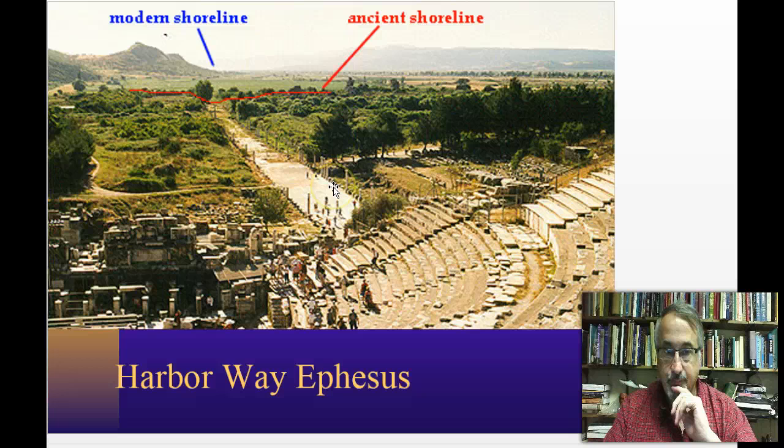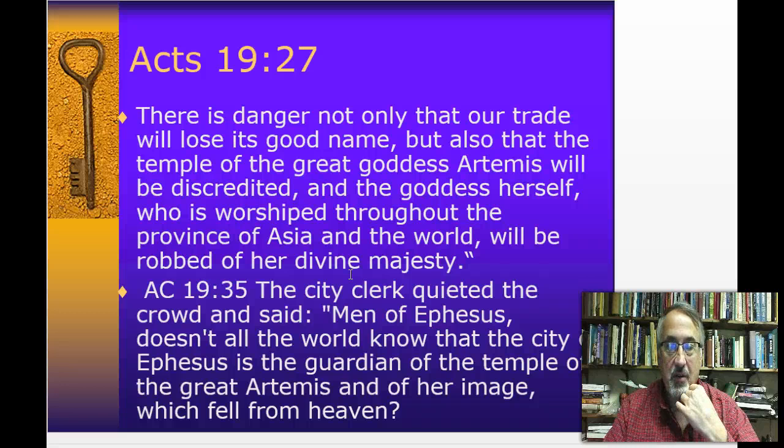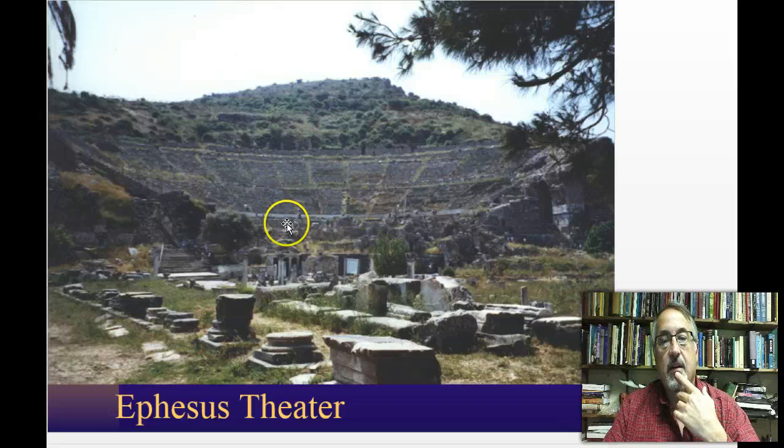Here is the Harbor Way. The ancient shoreline was here. The harbor would have been here. It's all silted in as farmland. And this is the theater, large theater. You remember Paul tries to enter the theater. There's a riot, near riot in the city. And Paul is detained from entering this large theater.